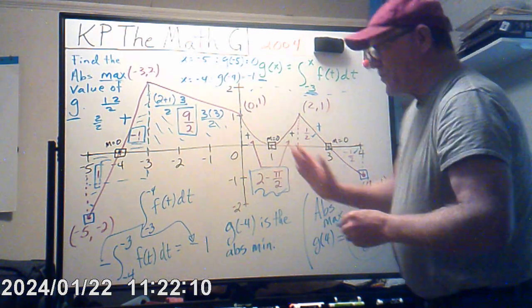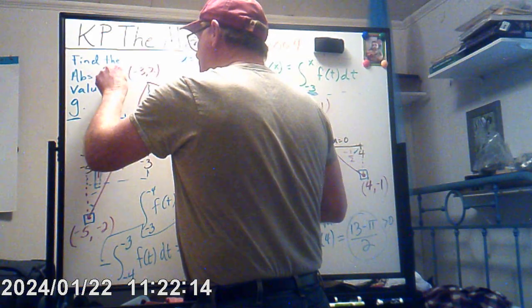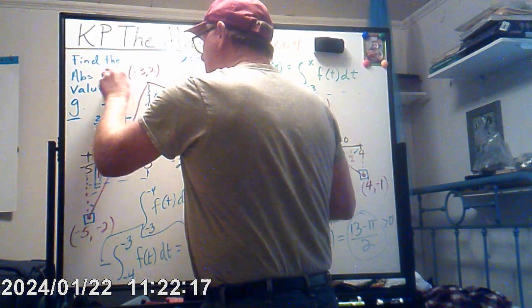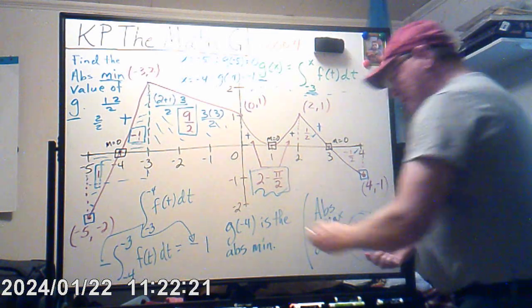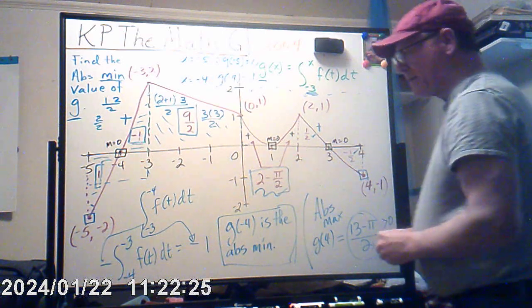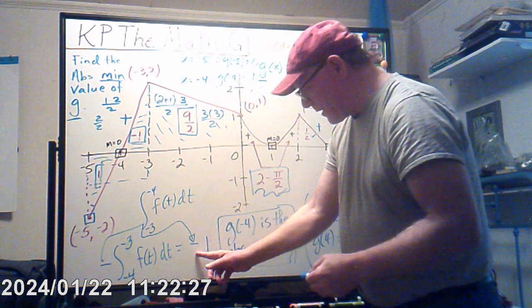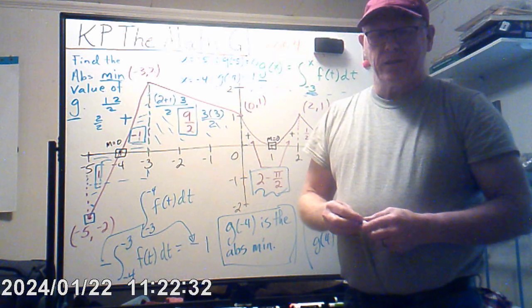But if they ask for the absolute min, which they did in this 2004 question, then we don't need to worry about the absolute max. All we need to worry about is the absolute min. You need to show your work, show that this is, and compare to 3. Compare to 3, that's what you need to do.